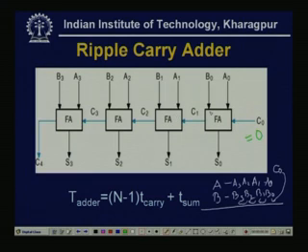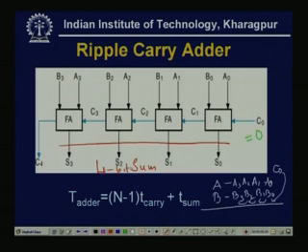Then the second, this is for the second LSB. That means A1, B1 and C1 are the 3 inputs, S1 is the sum. Then the carry is propagated, the C2. Similarly, A2, B2, C2, this is S2, C3, A3, B3, S3, then C4. So these S3, S2, S1, S0 is my 4 bit sum.